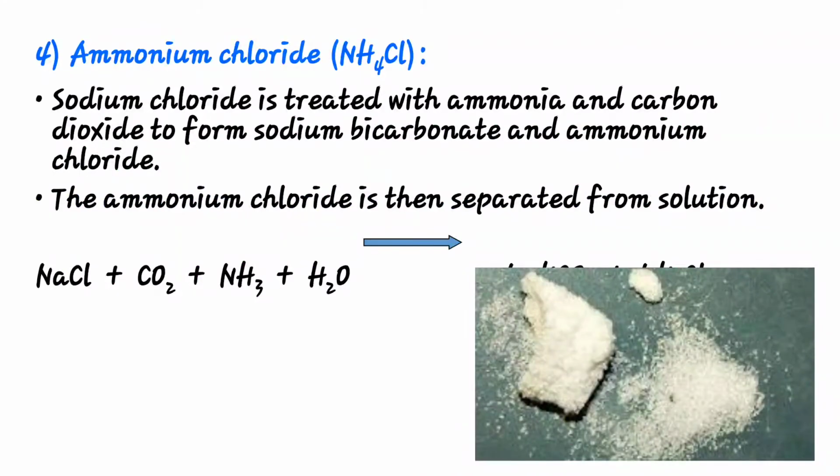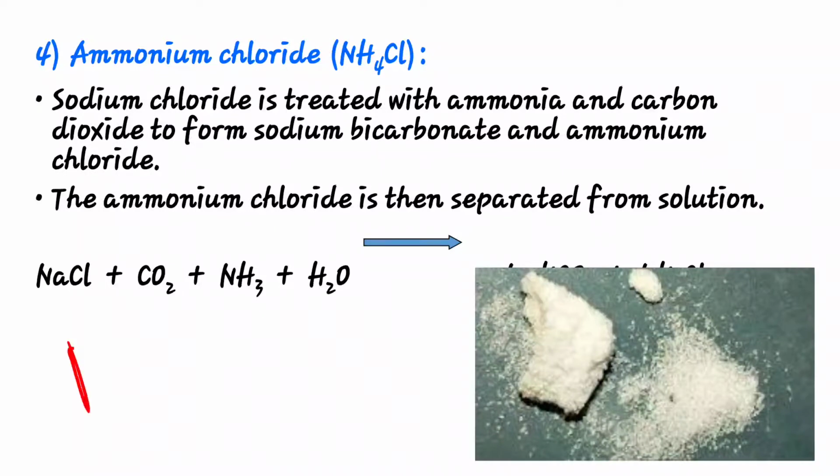Next, ammonium chloride. Ammonium chloride, NH4Cl, is very easy to manufacture. Actually, ammonium chloride is a byproduct of other processes. See the reaction: NaCl, our edible salt, reacted with carbon dioxide, ammonia and water forms NaHCO3, sodium bicarbonate, and ammonium chloride.